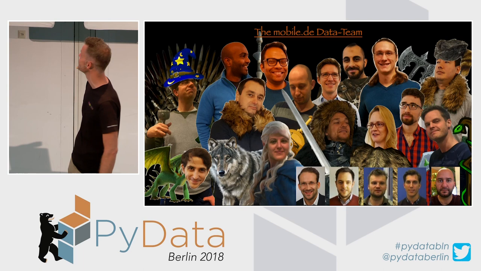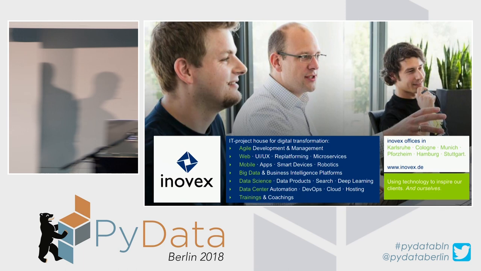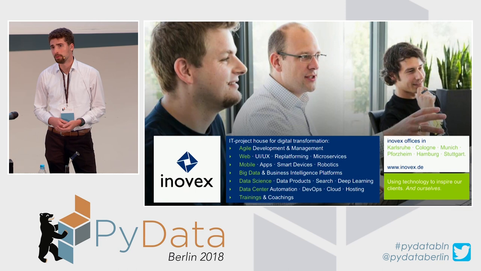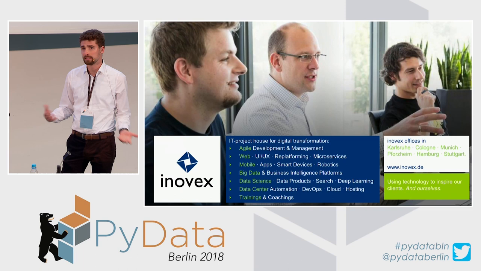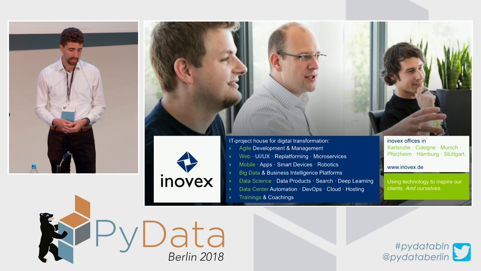A short word about Innovex. We're an IT project house. We have been supporting Mobility in this combined endeavor for more than 3 years, and still are building cool data products with them. We have offices in Karlsruhe, Cologne, Munich, Pforzheim, Hamburg, and Stuttgart. And besides data science and data engineering, we also do operations and app development and trainings.